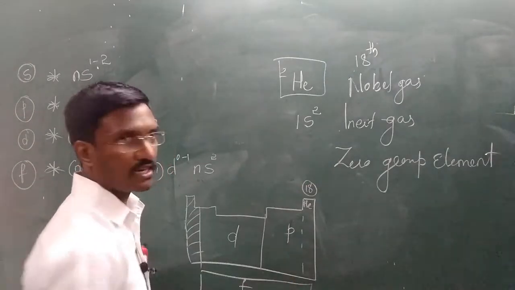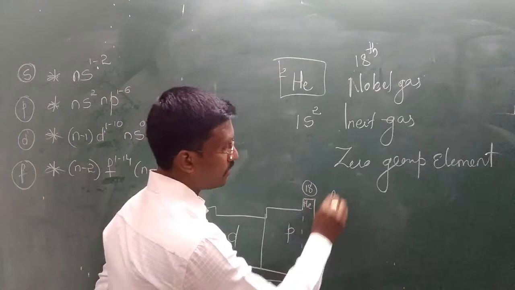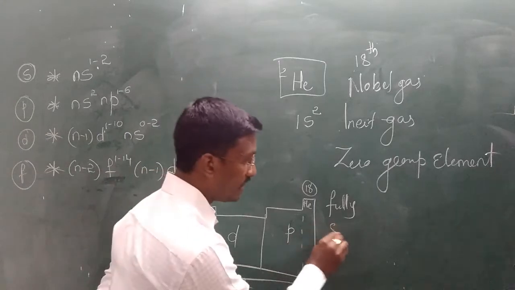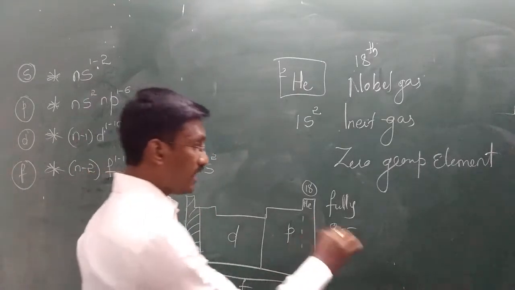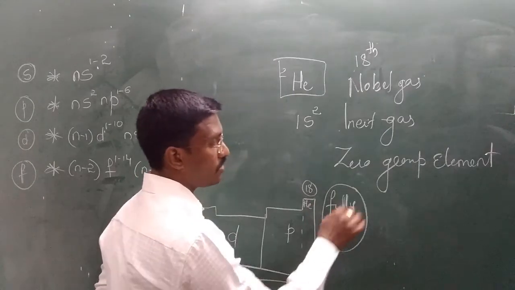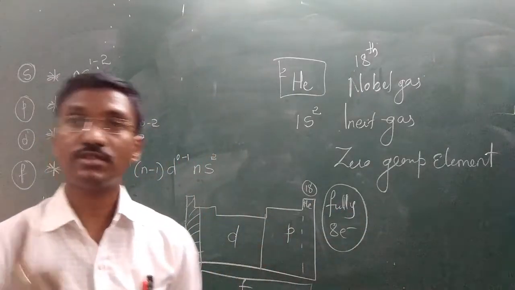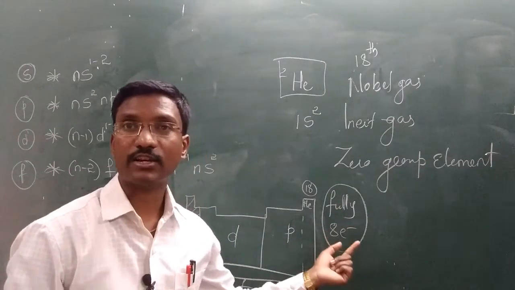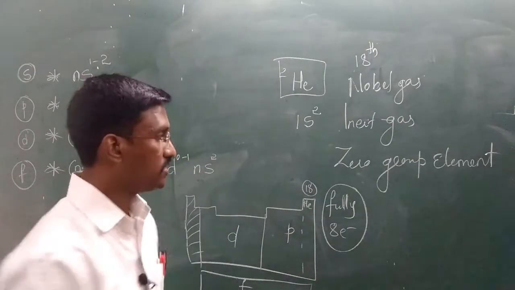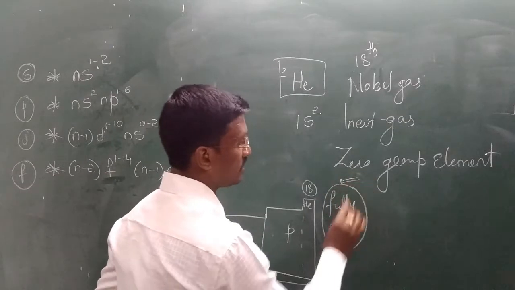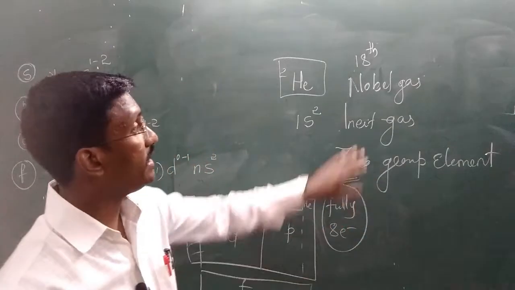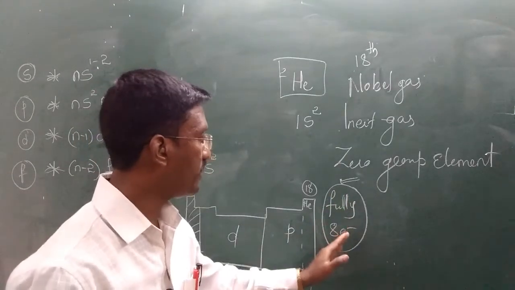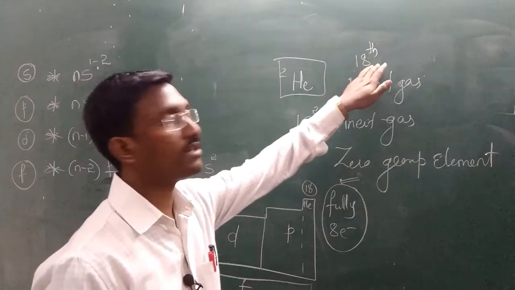18th group elements are completely filled, meaning the outermost shell is fully filled with electrons, having exactly 8 electrons in the outermost shell. In that condition, such elements are stable. They form an inert configuration, meaning they are stable and do not easily react with other compounds. Such elements are called noble gases, which are the 18th group elements.